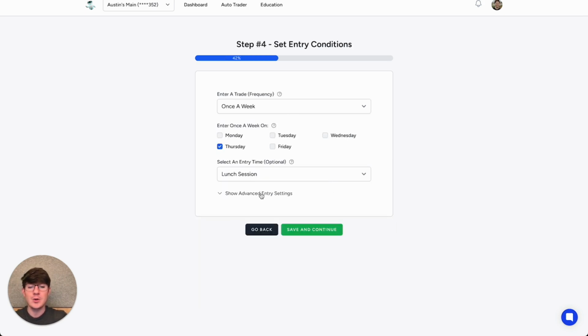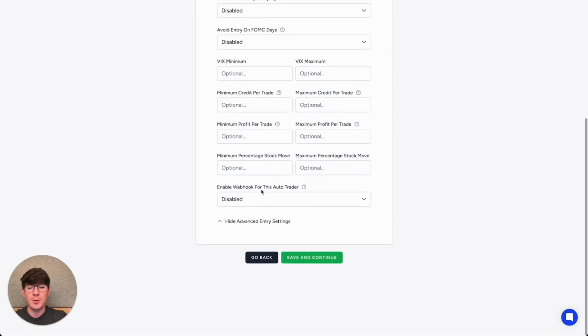Next, again, we're going to use advanced entries. So we're going to enter based on a webhook. So I'm going to enable the webhook.